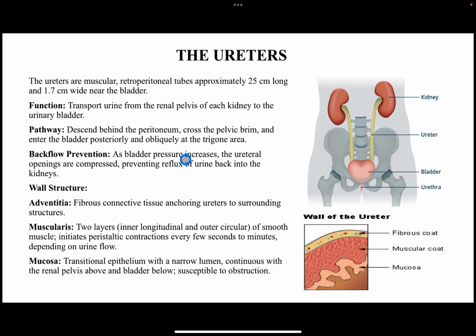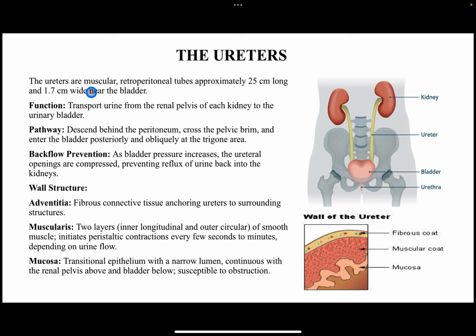Now, let's look at the other organs of the urinary system. All the things that we've been doing for the past 1 hour, we've been looking at the kidneys. Now, the next organ of the urinary system is the ureters. In fact, the ureter is a muscular organ, and it's also retroperitoneal. It's a retroperitoneal tube which is approximately 25 centimeters long and 1.7 centimeters wide near the bladder.